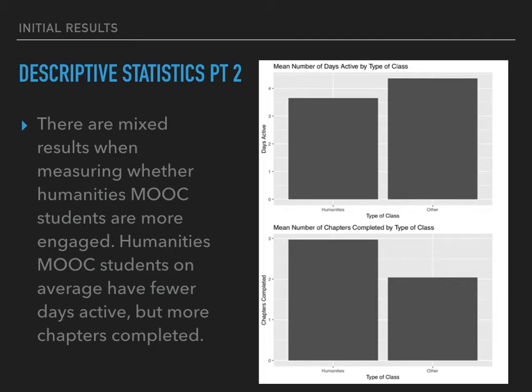Now, when we look at engagement, the results are more mixed. And this gives you a little bit of an example here on the right side of the screen. See that the mean number of days active, for humanities MOOC students, that average is lower. But if you look at the number of chapters completed, in that case, the average is higher for humanities MOOC students. And in that case, there very well could be certain factors at play, such as perhaps in STEM MOOCs, they just have a lot more chapters and a lot more exercises.